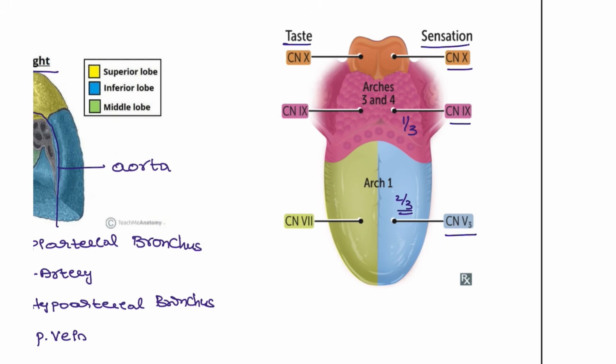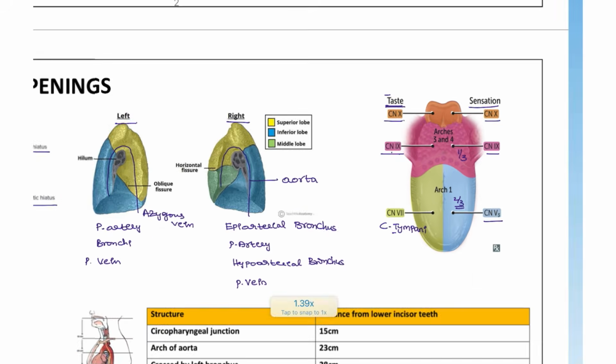Next, coming to the taste sensation. For taste sensation, the two thirds will be supplied by the facial nerve. And in the facial nerve you have a specific nerve. What is the nerve that is a branch of the facial nerve? Chorda tympani. It is the chorda tympani. Remember, T for tympani, T for taste. Next, one third will be supplied by the glossopharyngeal nerve. Again the base will be supplied by the vagus nerve.